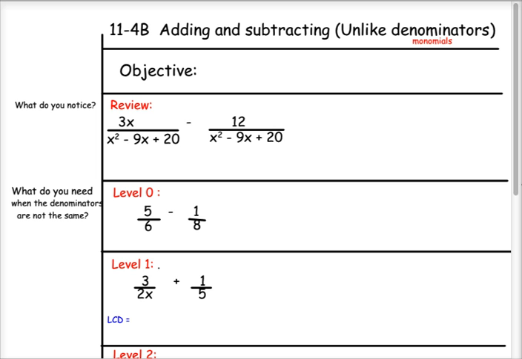Now, before we dive into that, a little bit of review. What do we do when they are the same? Well, that's the nice case where we leave the denominator, so x squared minus 9x plus 20. And now on the top, we simply do that subtraction, 3x minus 12. Now the important piece of each of these, once you actually do that, now you need to factor to see if it reduces at all.